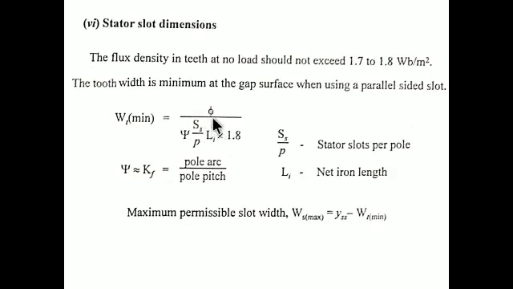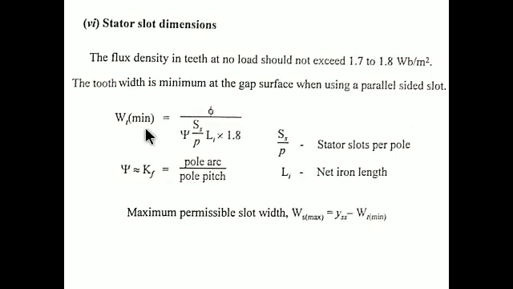Here just declare phi is nothing but the flux, then psi is nothing but pole arc divided by pole pitch, which is B by tau. Then SS divided by P is nothing but stator slots per pole, where SS is the stator slots and P is the poles. Then Li is the net iron length, and 1.8 is a clearance value. So by using all this data, we can easily find the minimum slot width value and minimum tooth width value.